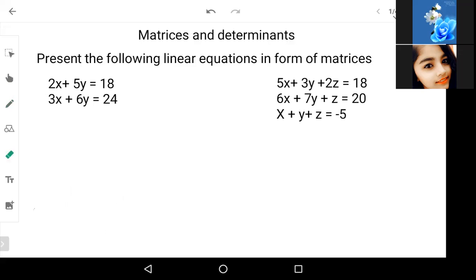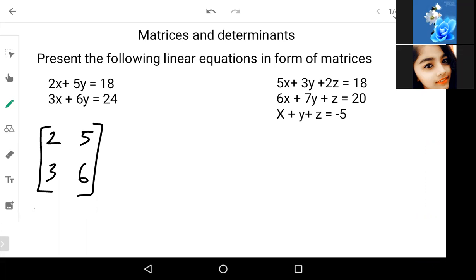For the first two equations, the matrix is going to be: open the brackets, 2, leave a little space, and then 5. Don't write x and y. Next, for the second equation, 3 and 6. And then this will be one matrix because this is on the left hand side. There is an equal to in between.